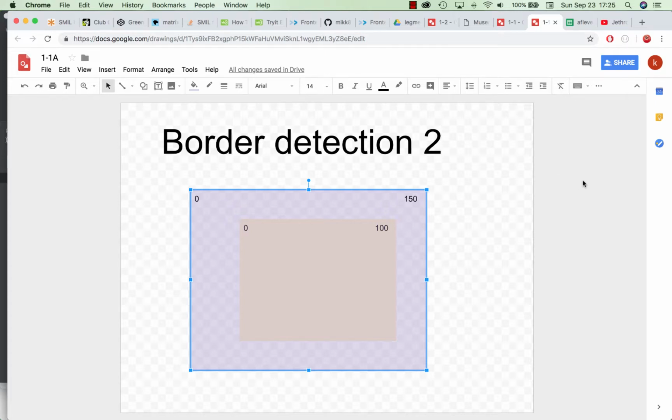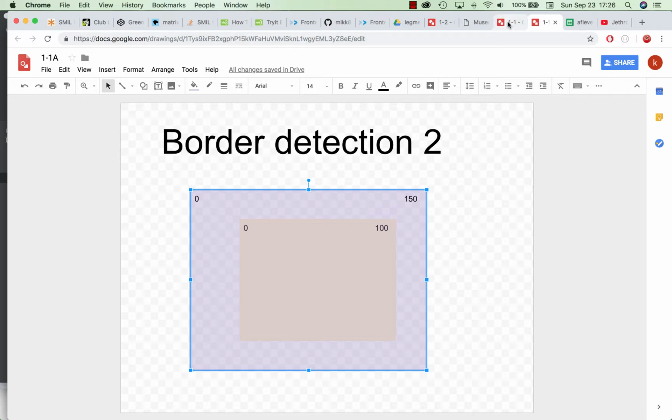Hi, this video is about border detection. We already did one that was called border detection 1. This one is called border detection 2 and has to do with something very similar but a tiny bit different. It's going to be very easy if you did the first one.